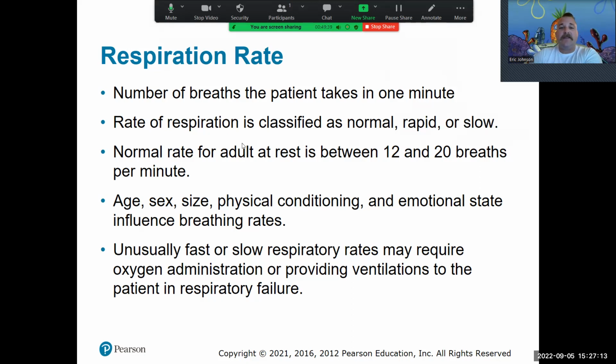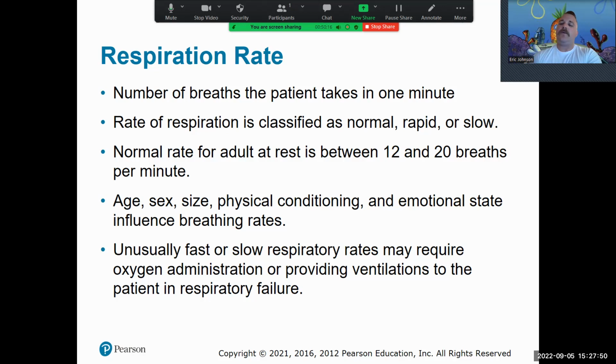You got it, nobody. Those numbers for an adult at rest are between 12, so that's a low end, to 20 breaths per minute. Anything below 12 would be, what is it? Say it with me. Bradypneic. Very good. If it's over 20 breaths per minute, we would call that what? Yes, tachypneic or tachypnea. Very good. High five. So bradypneic, slow. Tachypneic, fast.